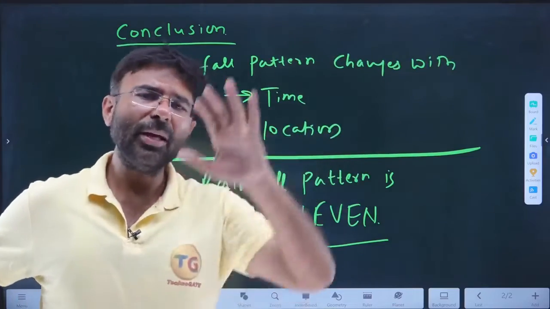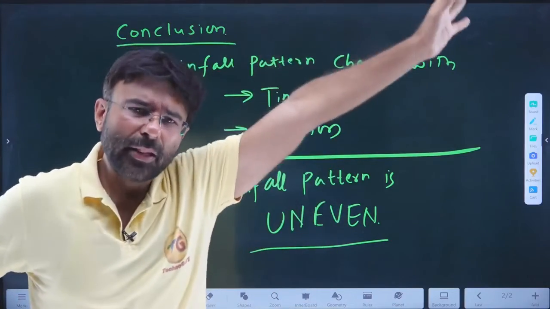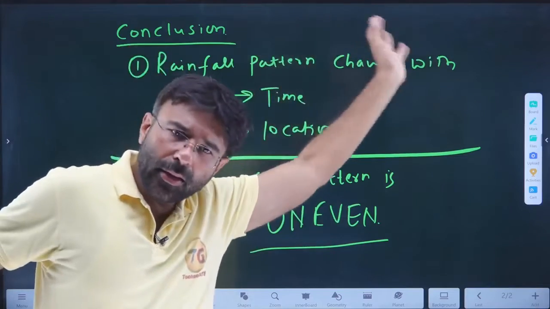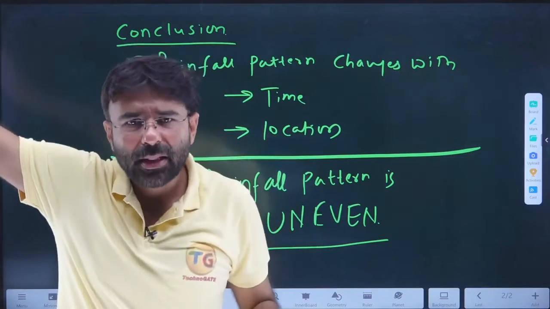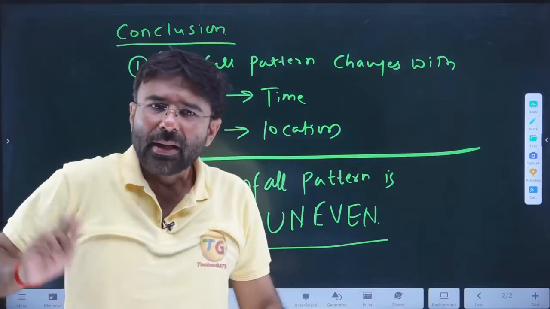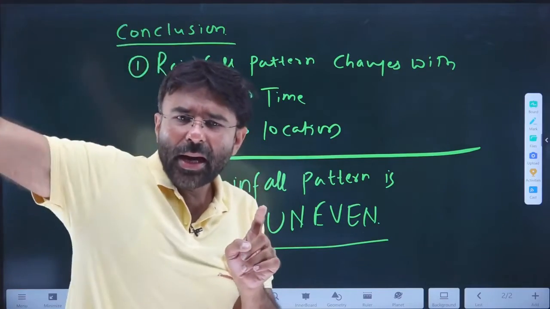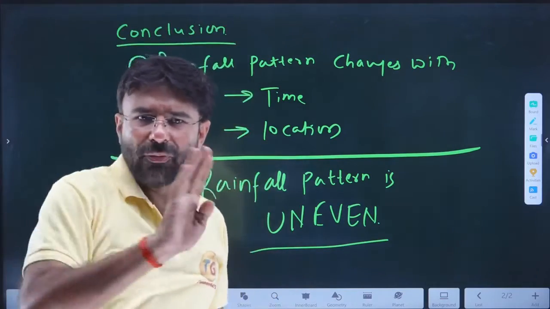Let us say I am living in central India. Another person is living in northern India. Another person is living in the eastern part of India. Definitely the rainfall pattern at all these three locations are going to be different.